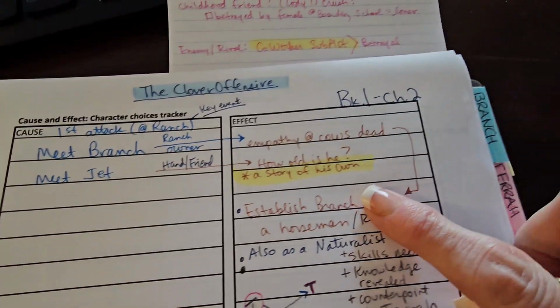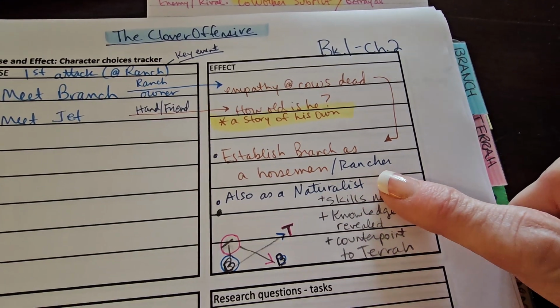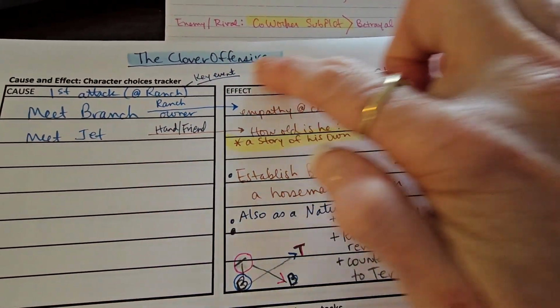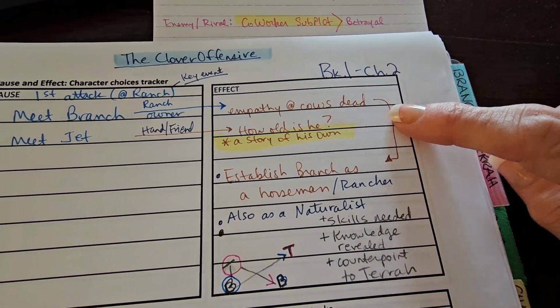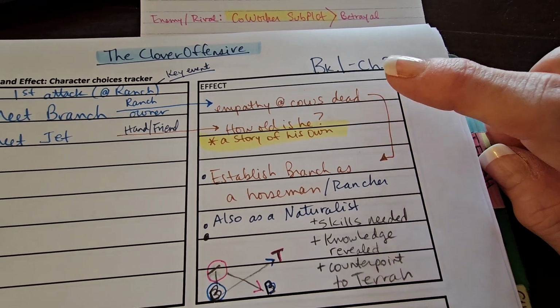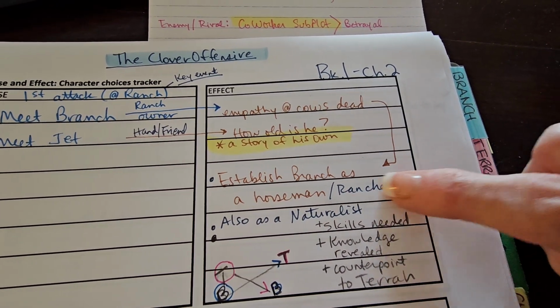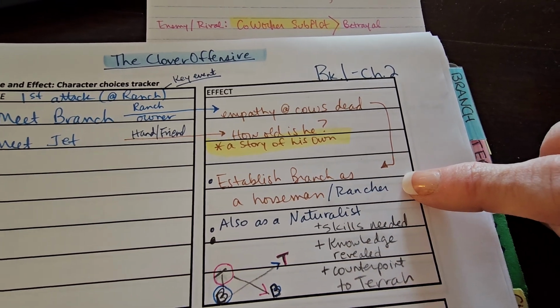Now, let's go over into column 2. This is where this becomes important. First of all, when we meet Branch in this scene, number one, it establishes empathy for him because all of his cattle have been killed. So it also establishes him as a horseman, as a rancher.